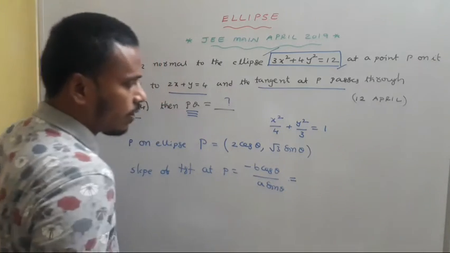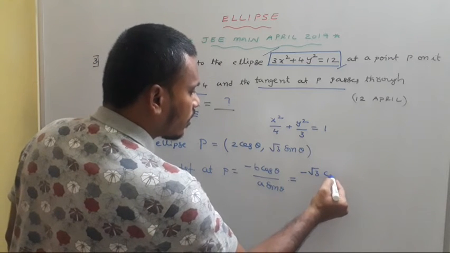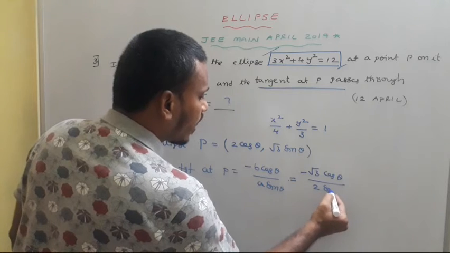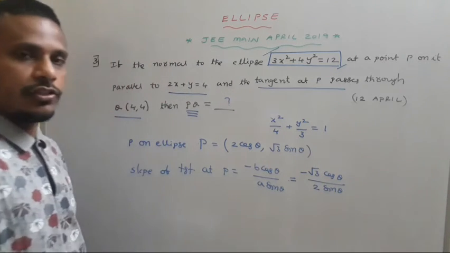Minus b cos theta, so b is root 3, so minus root 3 cos theta divided by a, value is 2 sin theta. This is the point and this is the slope of tangent.